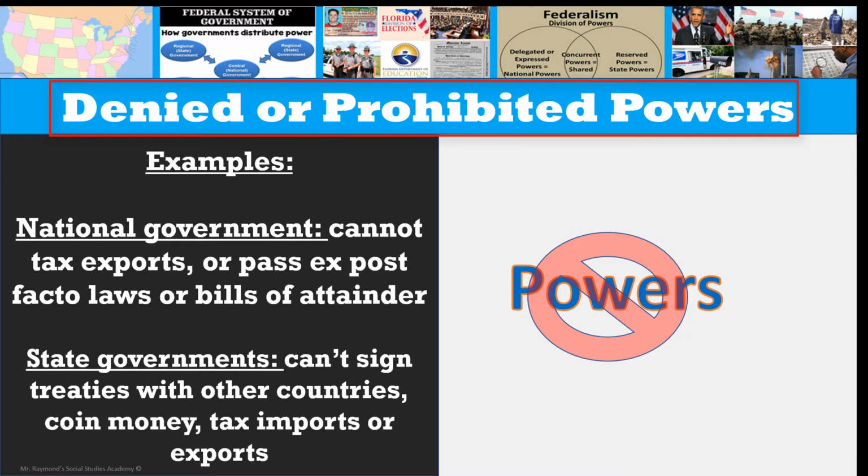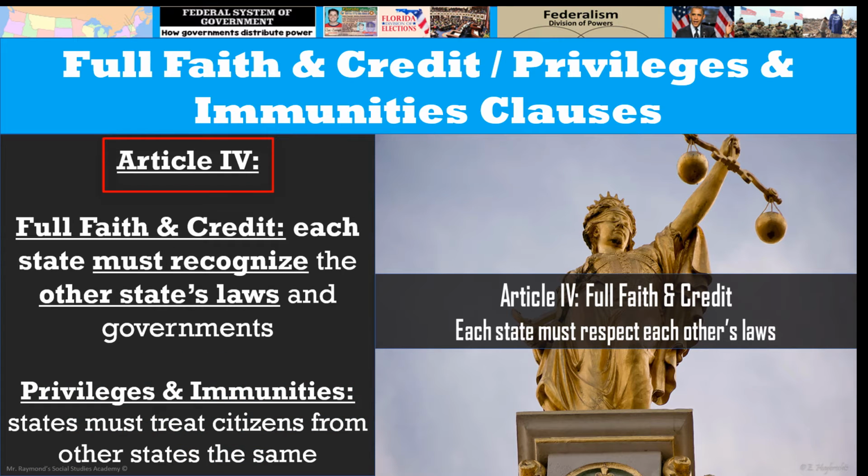The Constitution does lay out some denied powers. For example, the national government cannot tax exports or pass what are called ex post facto laws, in which they pass a law and punish people after the fact for a crime they committed in the past. And state governments can't sign treaties with other nations or make their own money, both of which were problems under the Articles of Confederation.